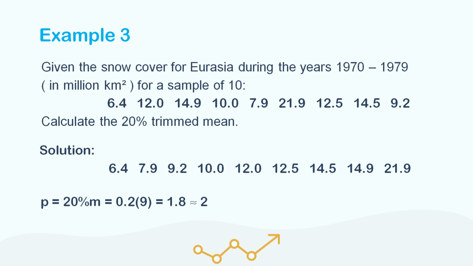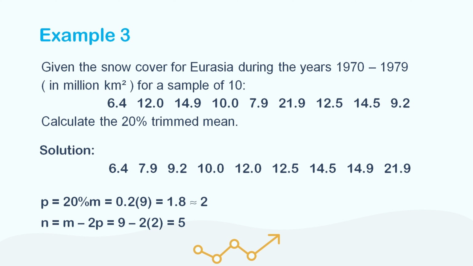Oh, is it 9? It's a sample of 10. Oh, it's 9. Is approximately equal to 2. Okay, something's wrong with the sample of 10. Should be like a sample of 9. So 1.8, that is approximately equal to 2, rounding off to the nearest whole number.